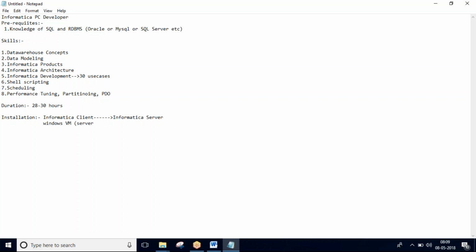So server and client, and you'll also have the Oracle database which is installed in that. Okay, so this is the installation part that we're going to take care of, right? So these are all the things that we are going to learn.